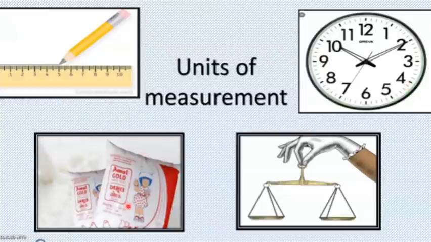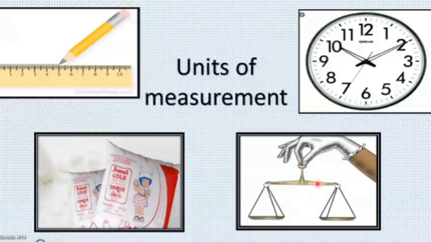Here you see a packet of milk. If you have noticed, in a packet of milk, the net quantity is written as 500 ml. What do you mean by ml? Ml means milliliter. It is another unit of measurement of capacity.